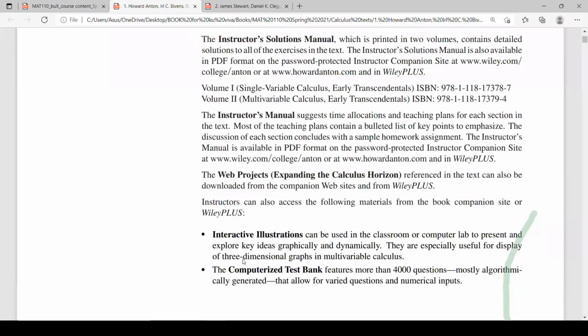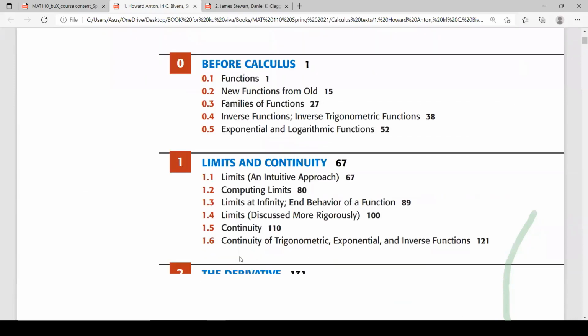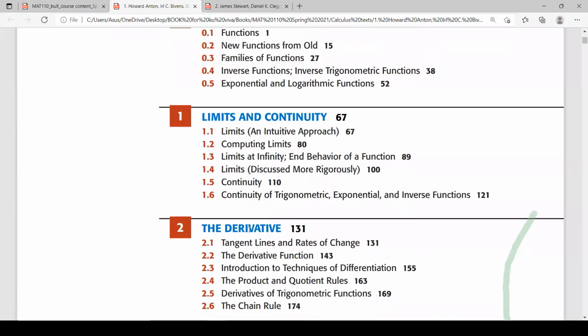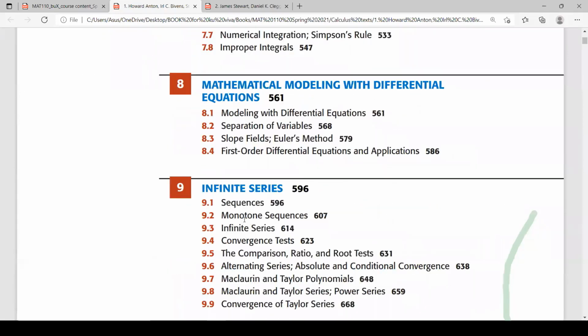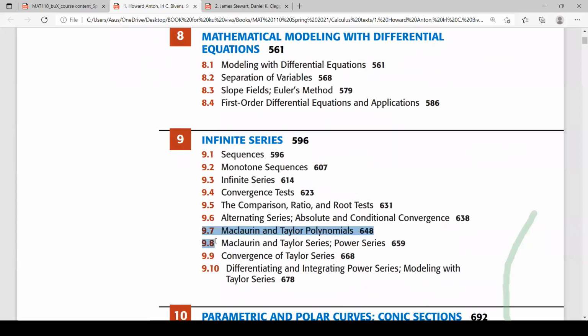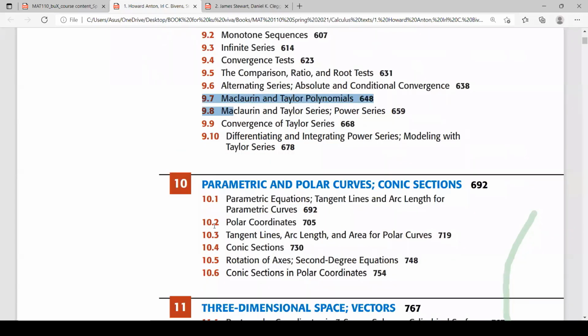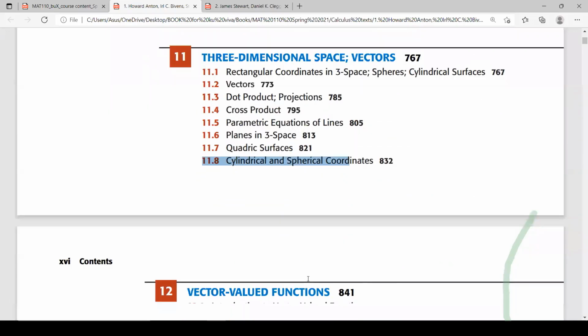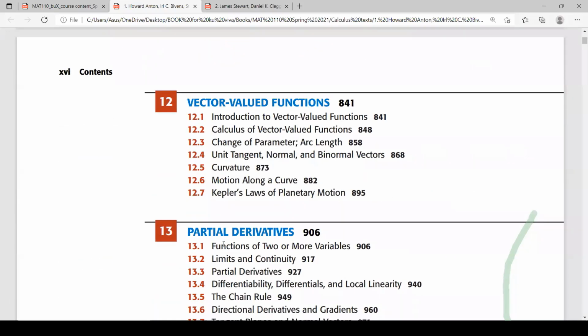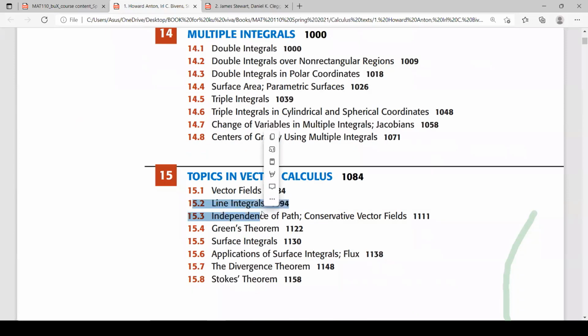Okay, let me again show the contents. So chapter 1, 2, 3, 4. Then from chapter 9, 9.7, 9.8. In chapter 10, polar coordinate. From chapter 11, cylindrical and spherical coordinate. Chapter 12, chapter 13, and chapter 15. So if we follow this book, then we can go through these contents.